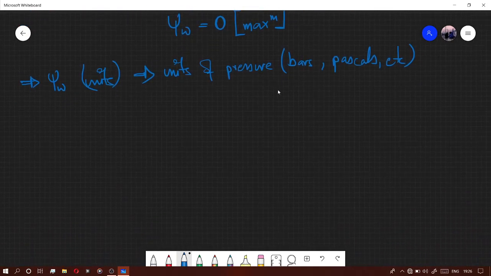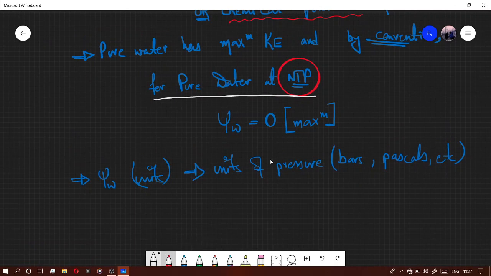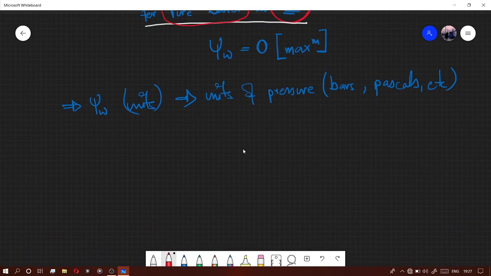Now let's go for a solution, meaning solute potential and all those. Let's study all those. Now for a solution, we just learned that for pure water it is 0. Now what happens if we have a solution? Let's say we have a solution. So our next heading will be for a solution at NTP.